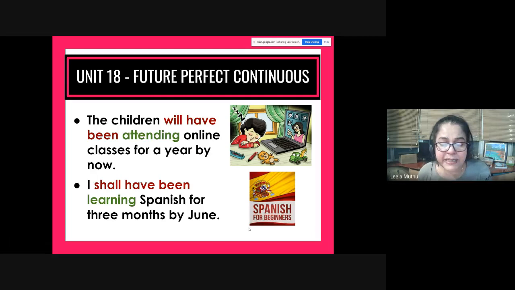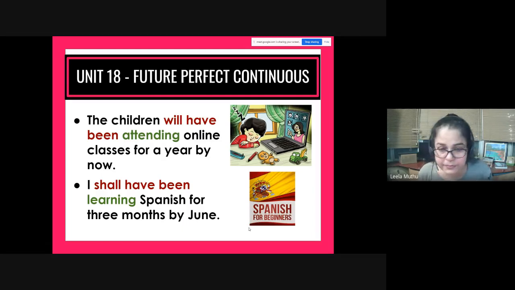I shall have been learning Spanish for 3 months by June. So a future date is mentioned, June. Now it's April, May, June. So now, I'll start learning Spanish. So I shall have been learning Spanish for 3 months by June, which is true. If I start now, tomorrow is the first. So if I start now, by the end of June, I will have completed 3 months of learning Spanish.